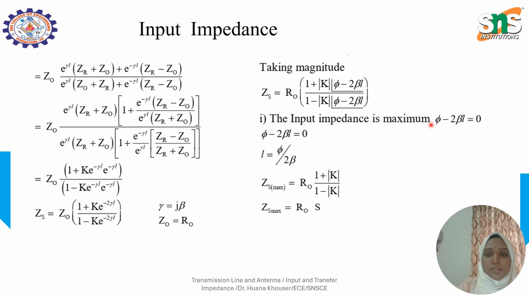The input impedance is maximum if pi minus 2 beta L is equal to 0. So for L, we get pi by 2 beta. The term goes to the other side and pi comes downside, so we get the length L from pi minus 2 beta L equal to 0. So Z maximum is equal to R naught into (1 plus K) divided by (1 minus K). So the maximum input impedance is R naught into S, where we know S is the standing wave ratio.